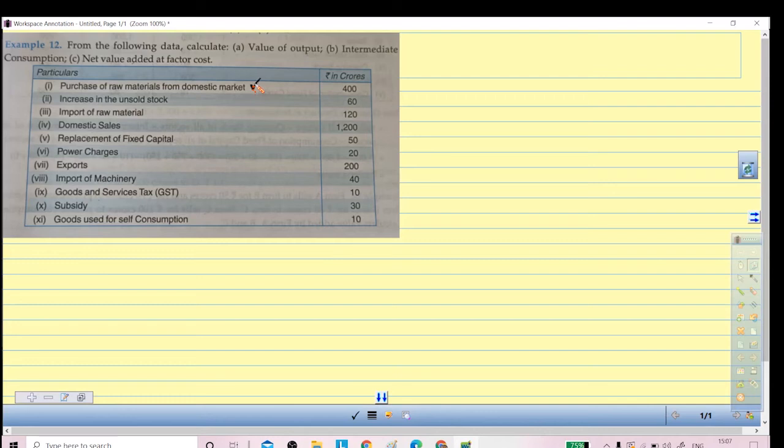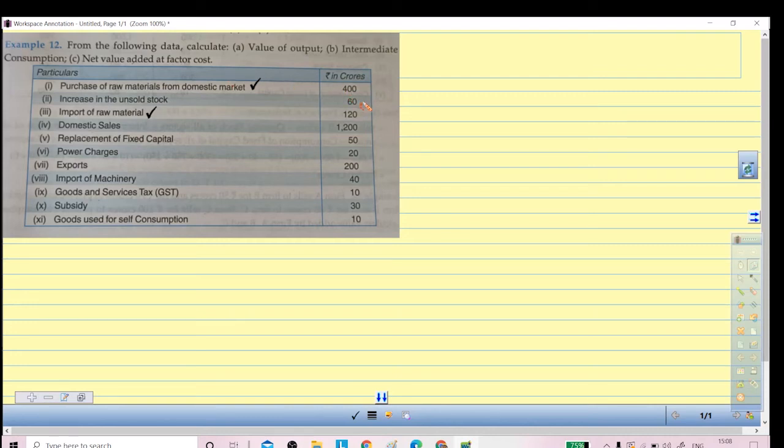This is a part of intermediate consumption. As the term intermediate consumption is not given directly, we have to arrive at intermediate consumption by taking the sum of the amount that is spent in the purchase of raw materials. Purchase of raw materials can be either from the domestic market or from the foreign market, which we call imports. So import of raw material and purchase of raw material from the domestic market together constitute the intermediate consumption.